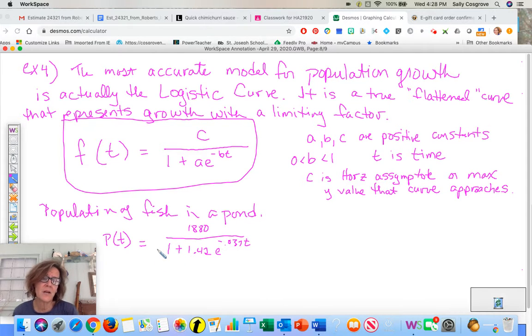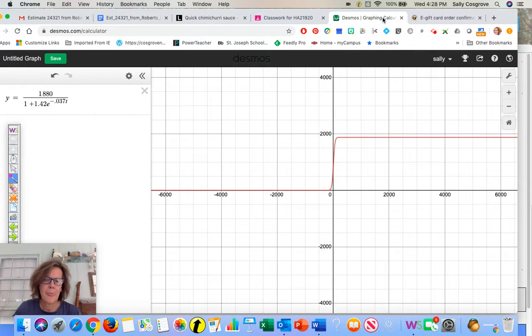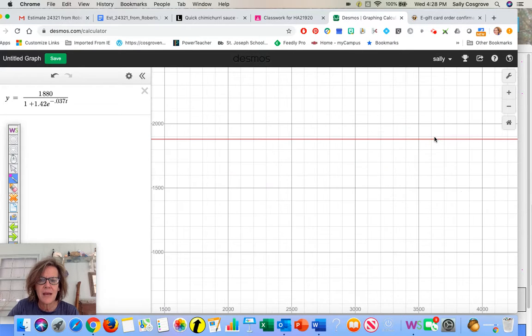So the first thing they're going to ask us to do is look at the graph. Part 1 is look at graph. So let's come back over here. It's interesting, right? It seems to start out as exponential, but then it flattens out. So what is this number that it seems to flatten out at?